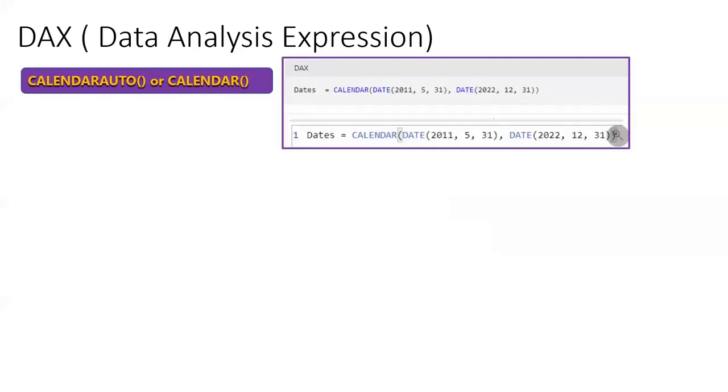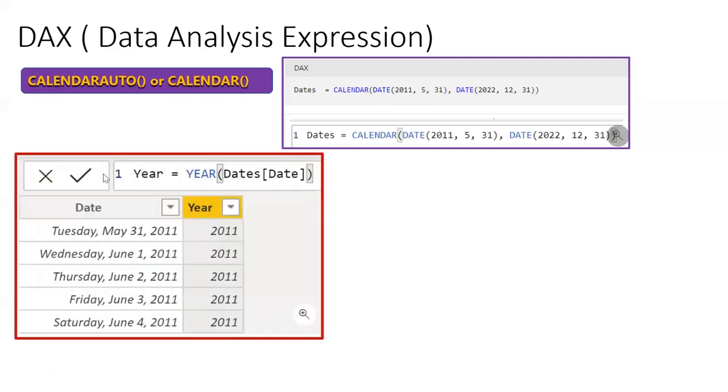Now DAX is the next thing we are going to see. This is just some syntax, and I will show you practically how we can create it. These are the inbuilt calendar functions. We can just give it like this. You can see this function says create a date calendar starting from 31st May 2011 to 31st December 2022. So we can create the date calendar table for about 10 years, and it will be created like this.